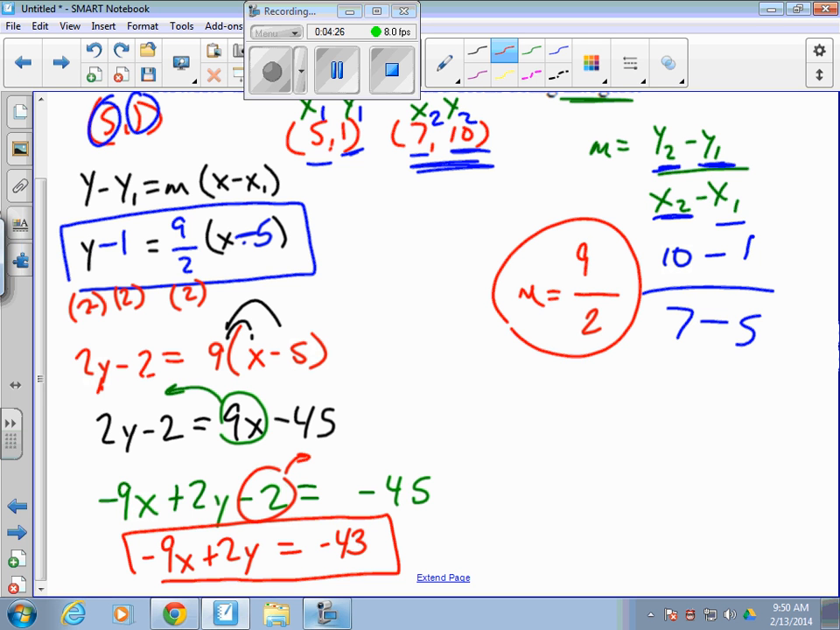If you don't change your a value from a negative to a positive, we'll leave it as a negative for now. Negative 9x plus 2y equals negative 43. So that's the second part, writing it in standard form.